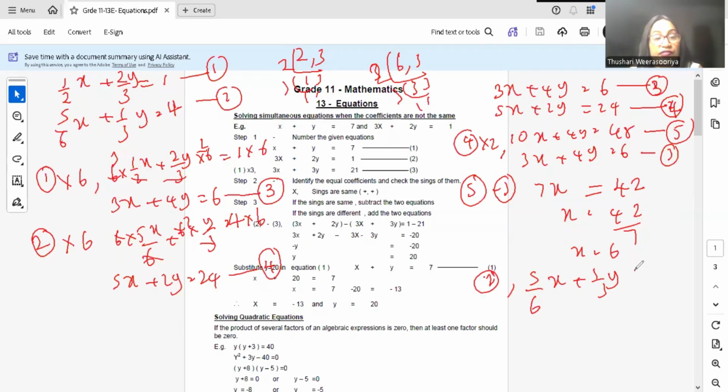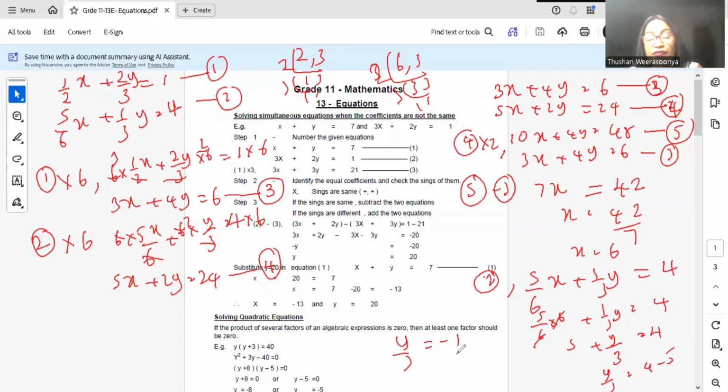We have a lot of equations, right? The second equation is 4. Then we'll substitute it here: 5 over 6 into 6, you can cancel, plus 1 over 3y equals 4. There you get 5 plus y over 3 equals 4. Then take 5 to the other side. That will become y over 3 equals 4 minus 5. I'll write it here. y over 3 equals minus 1. Then y equals minus 3.